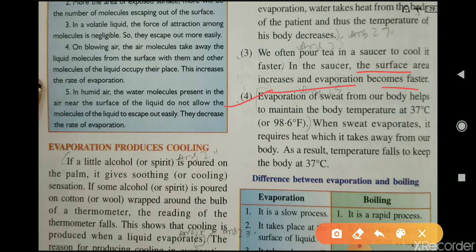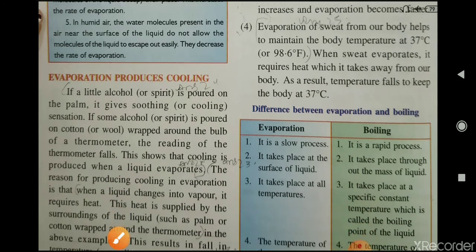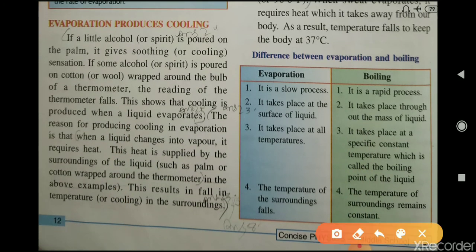Fourth, evaporation of sweat from our body helps to maintain body temperature at 37 degrees Celsius. When sweat evaporates, it requires heat, which it takes away from our body. As a result, temperature falls to keep the body at 37 degrees Celsius. Now you can see here the table, difference between evaporation and boiling. You have to read this table.